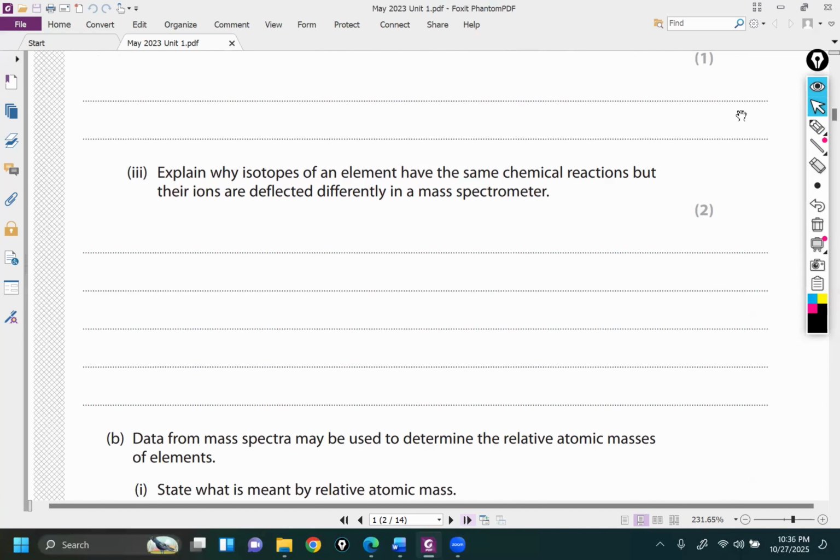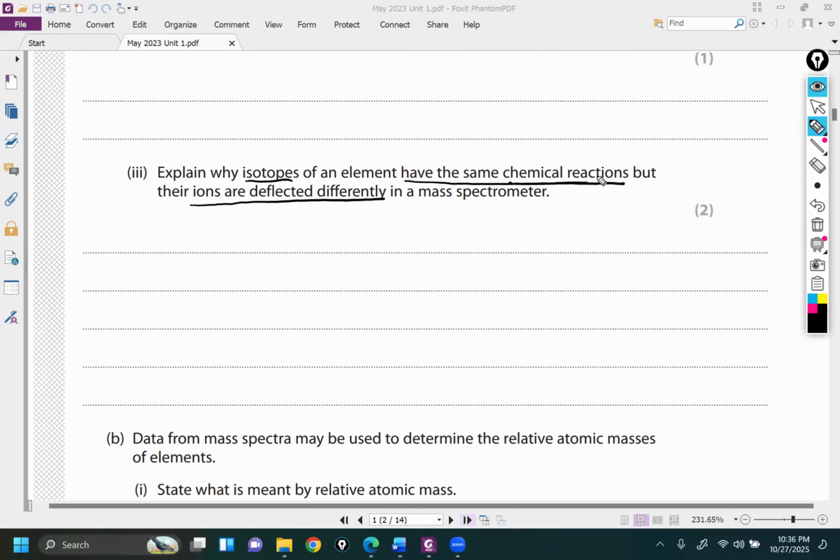In this question, explain why isotopes of an element have the same chemical reactions and their ions are deflected differently in a mass spectrometer. Dear students, read each and every part of the question carefully and focus on what they mean for the student to answer in which part. So they are asking that isotopes of the element have the same chemical reactions, one part, and the ions are deflected differently in the mass spectrometer.